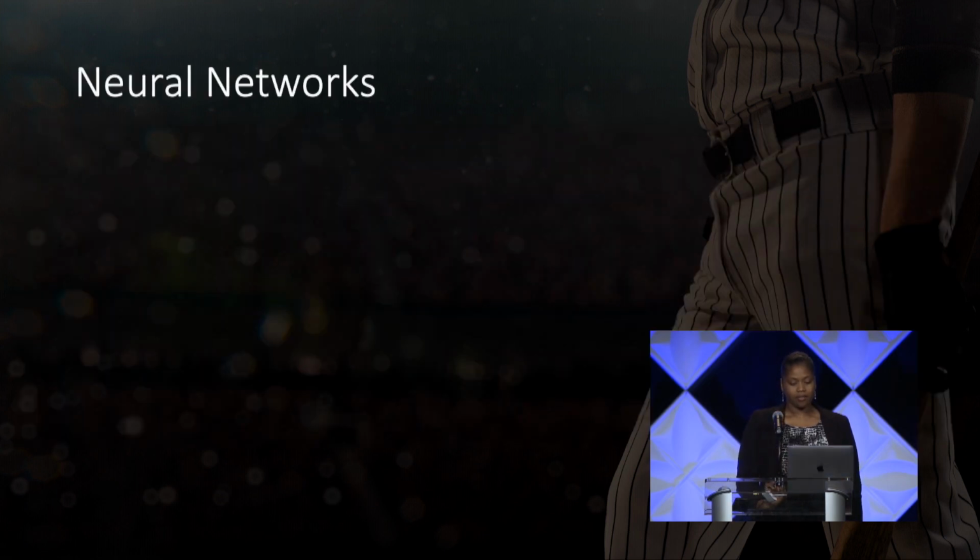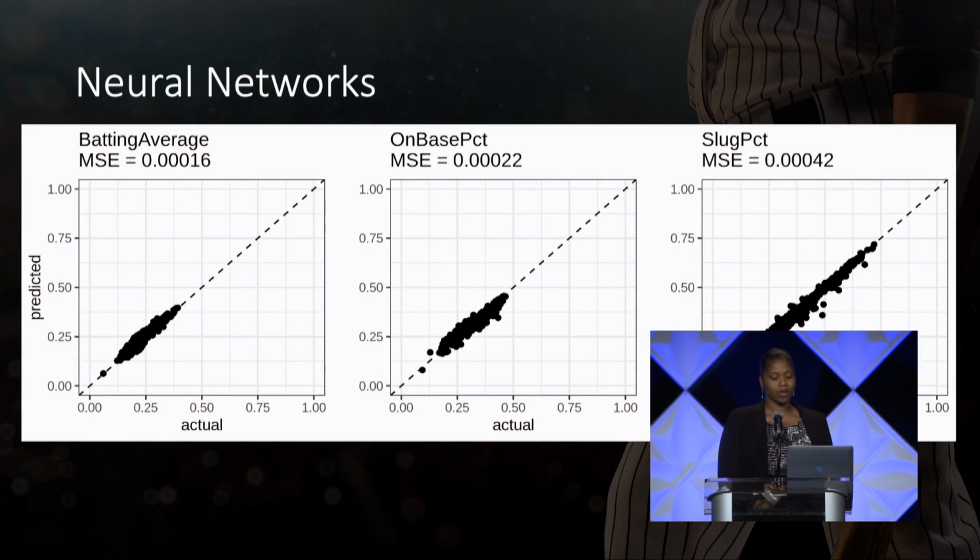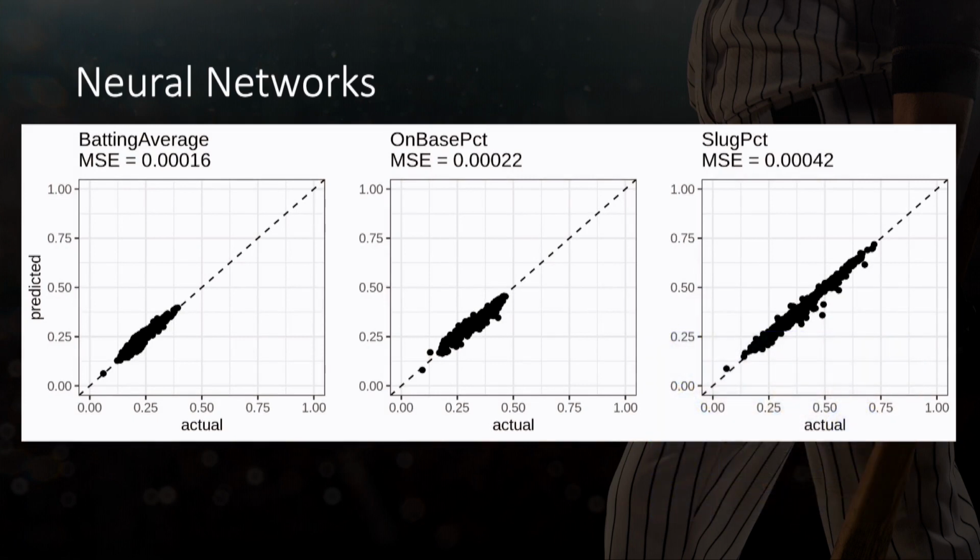Okay, and then finally we have our neural network model fits, and notice how a majority of the points lie close to the line, often on the line. And for our three selected players, the model was able to capture Willie Mae's excellent performance, Greg Nettle's okay performance, and Chris Davis's terrible performance in those three specific years.